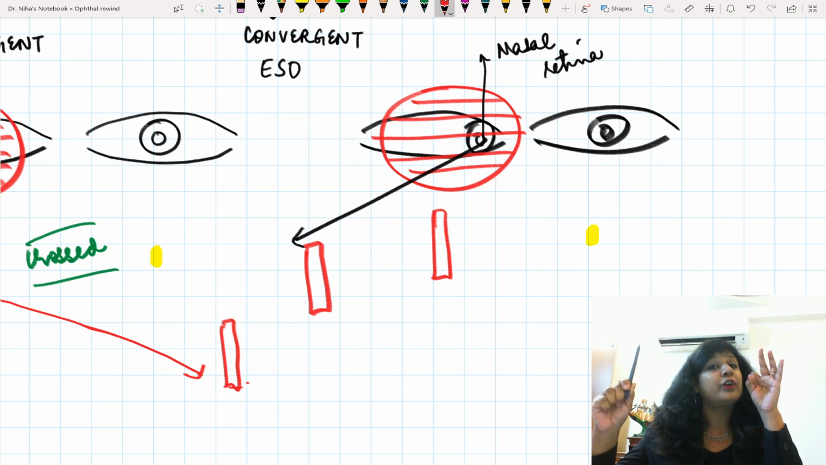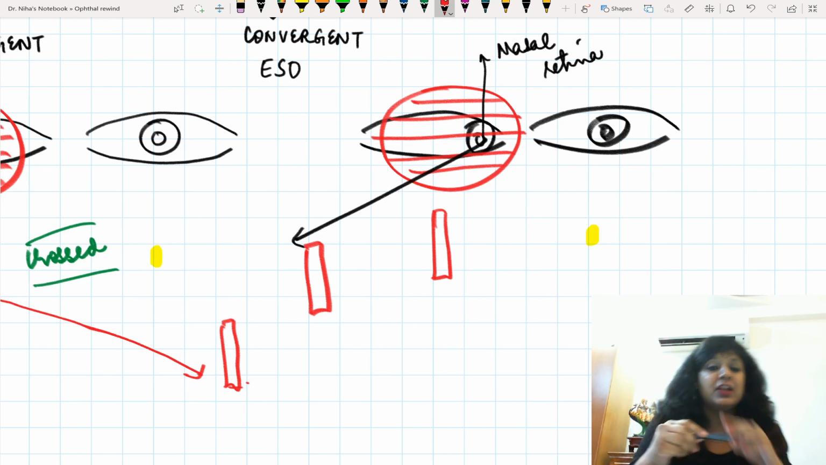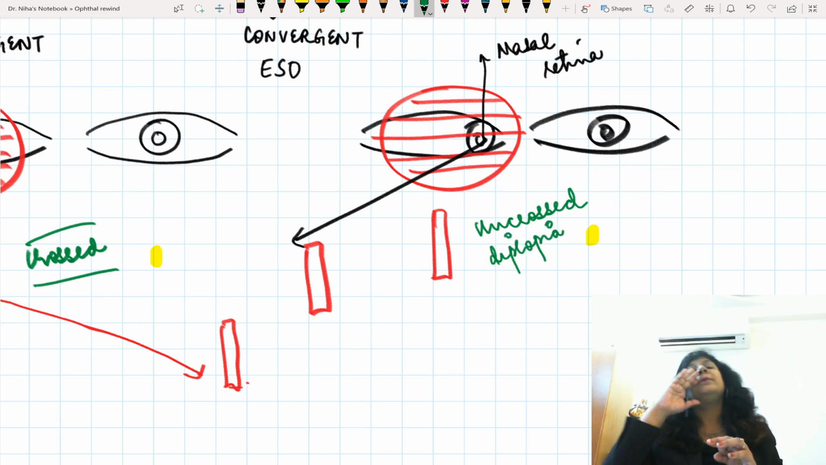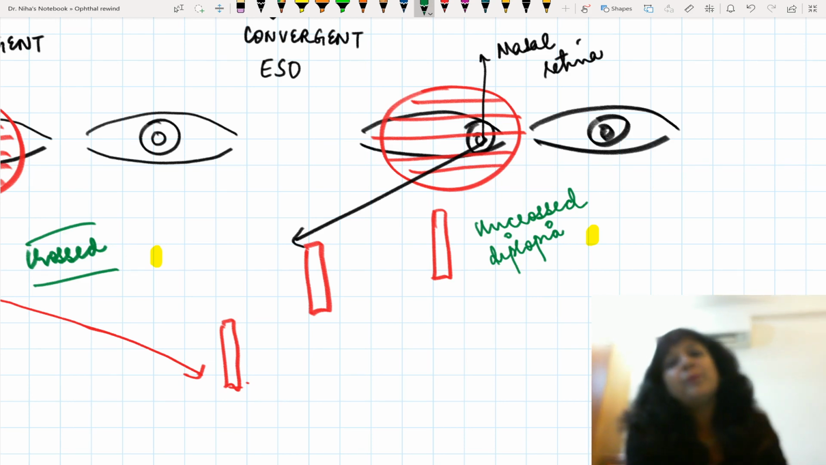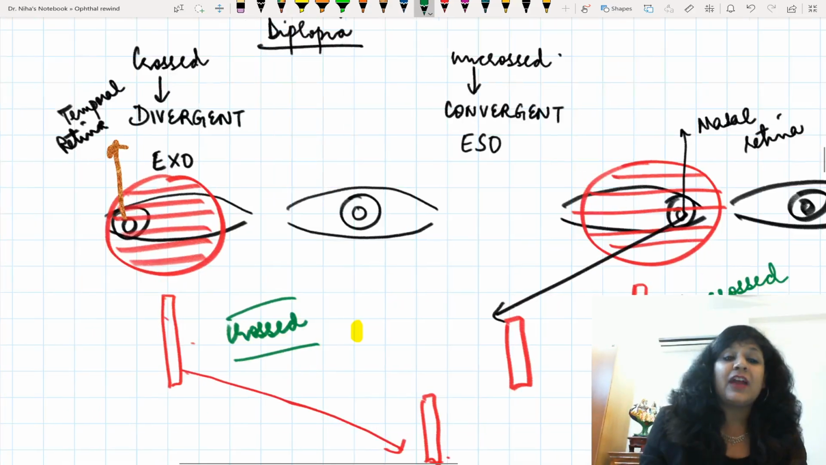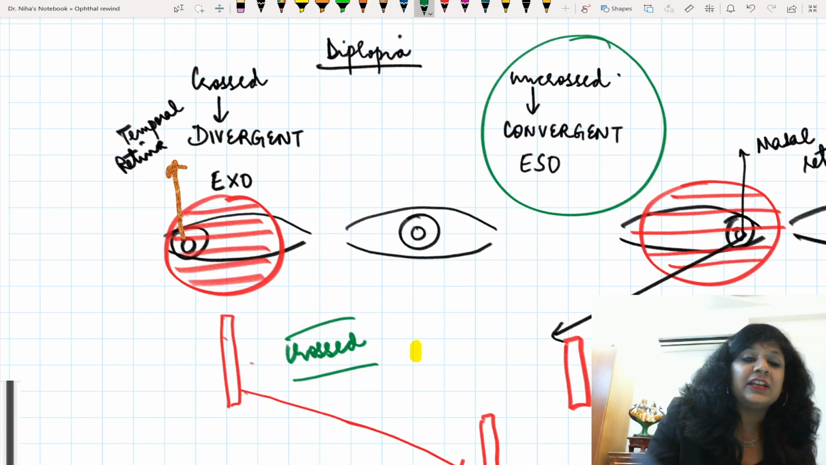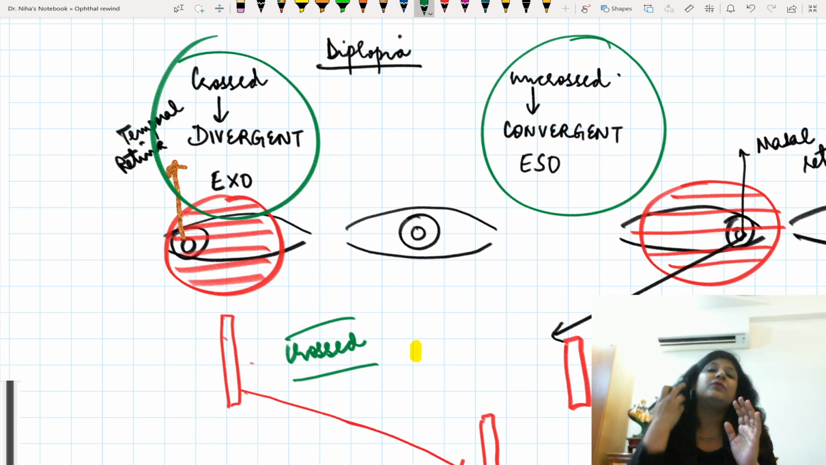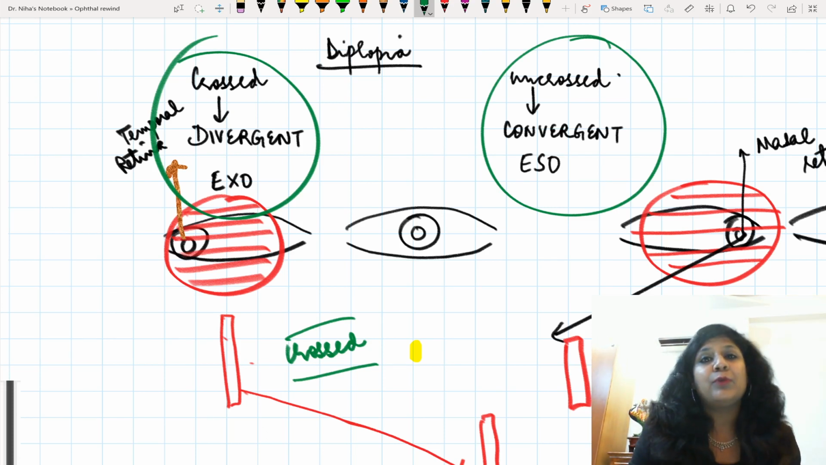So my hand has not crossed. It has remained on the same side. So this is called uncrossed diplopia, where the false image is formed on the same side, while in crossed diplopia it was forming on the opposite side. So now we have understood why we have uncrossed in ESO and why we have crossed in EXO. We have also understood why we are getting diplopia, because there is no simultaneous perception, no fusion, breaking of the fusion, and diplopia is occurring.